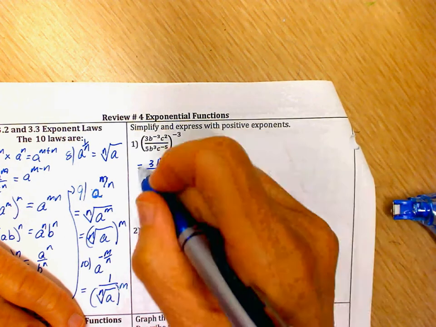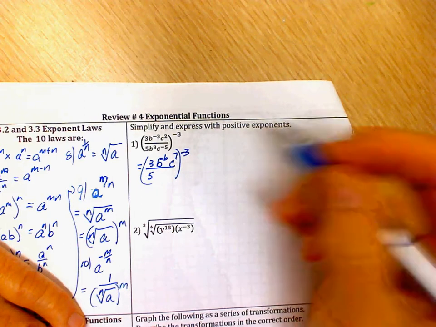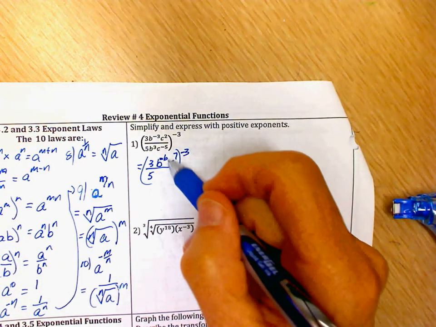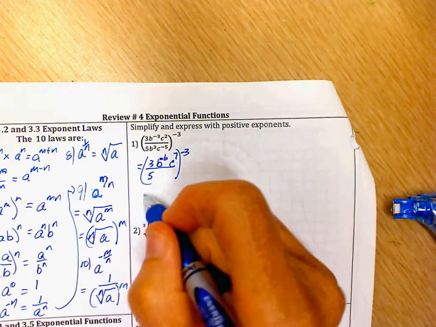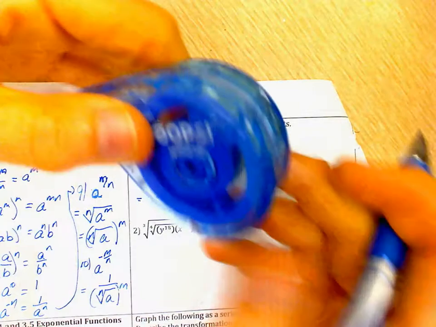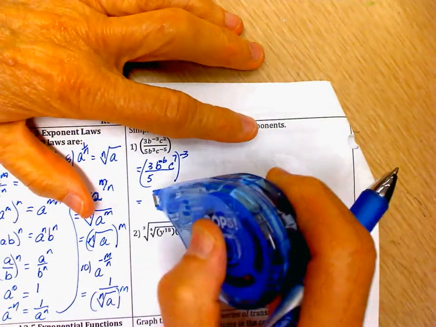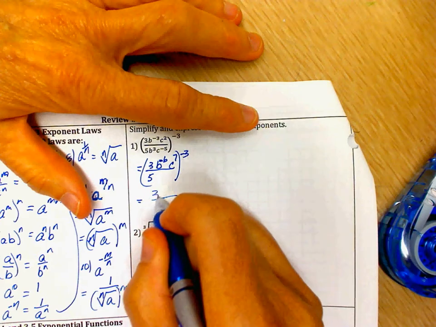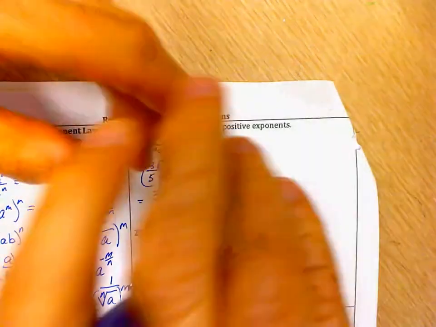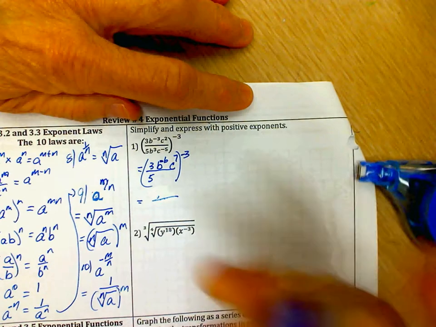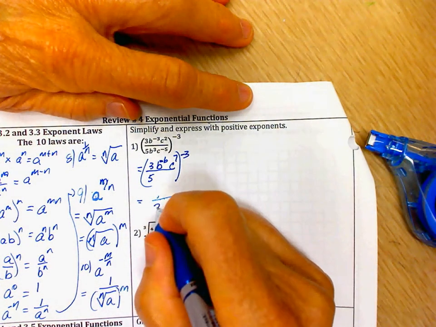Okay, we still have that negative 3 there. So why don't we reciprocate this expression to get rid of the negative sign? So we have 3b, if we reciprocate it, that has to go into the denominator. So that 3 comes to the bottom too. Everything in the numerator becomes the denominator.